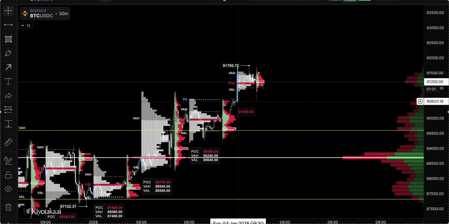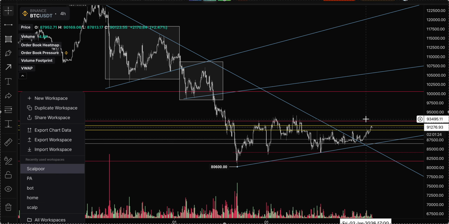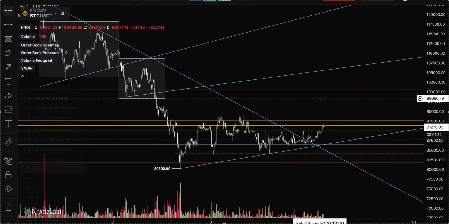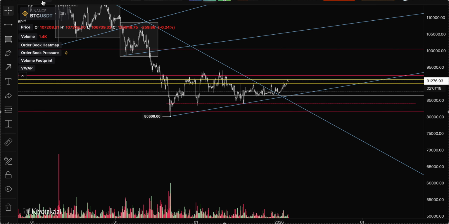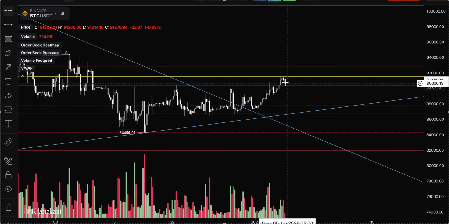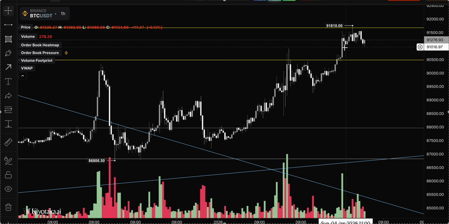Apparently, we have a single print here. So if we check the level, our single prints are pretty much here. Okay, let me see the 1 hour. Okay, single print here. So a retest here is definitely possible.